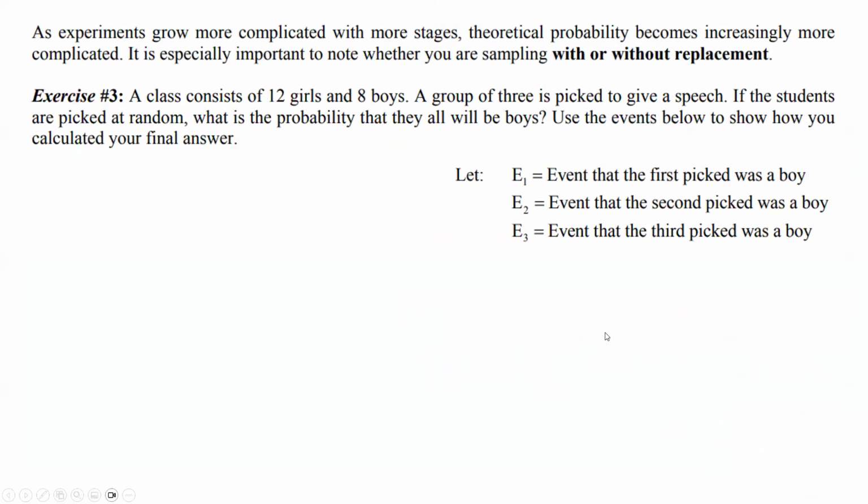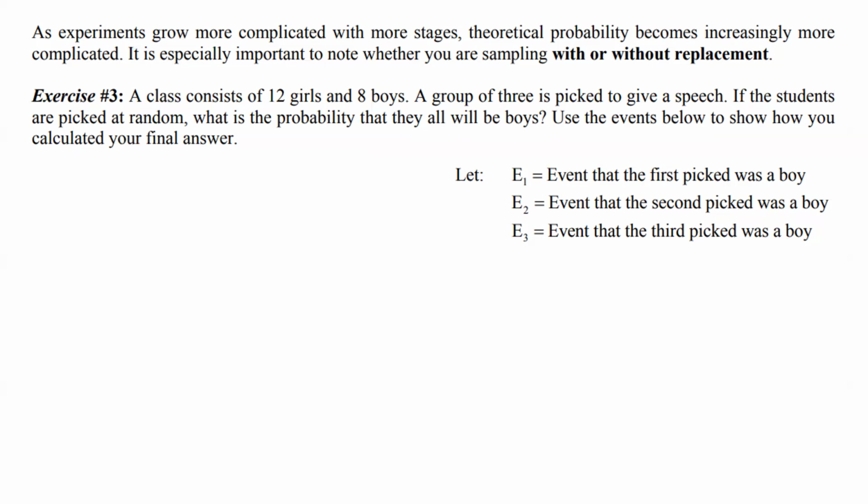As experiments grow more complicated with stages, theoretical probability becomes increasingly more complicated. It's especially important to note whether you're sampling with or without replacement. So a class consists of 12 girls and 8 boys. A group of 3 is picked to give a speech. If the students are picked at random, what's the probability that it will all be boys? Use the events below to show how you calculate your answer.